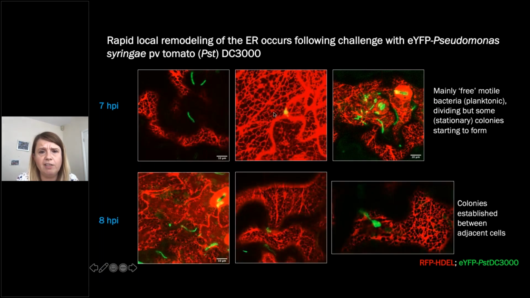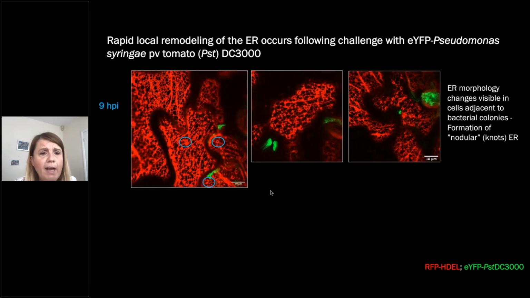Okay, and what I start to see between 7.5 and 8 hours is less mobile bacteria. By 8 hours, the bacterial colonies are starting to really become established, and they are definitely localizing. They're definitely a lot less mobile, and they're starting to localize between adjacent cells, as you can see here, and this larger colony here. In terms of changes in the ER, I can't really see any obvious changes in the ER morphology by 7 hours, and arguably I can't see anything definitive by 8 hours, although perhaps there is some early evidence of changes in the ER morphology. But by and large, the ER network strongly resembles what I see in the mock challenge.